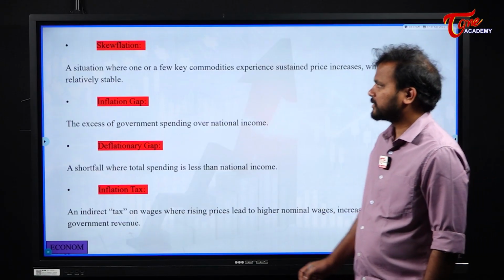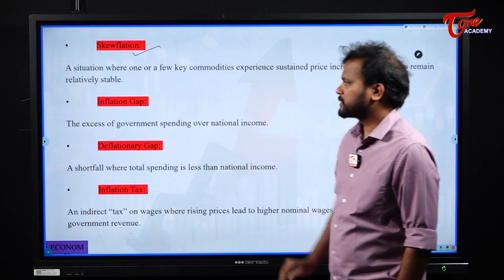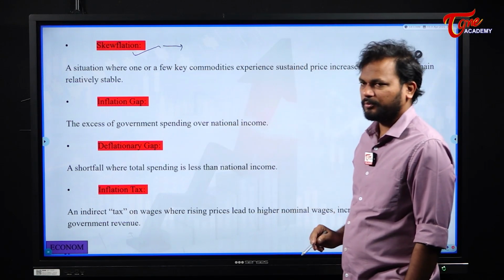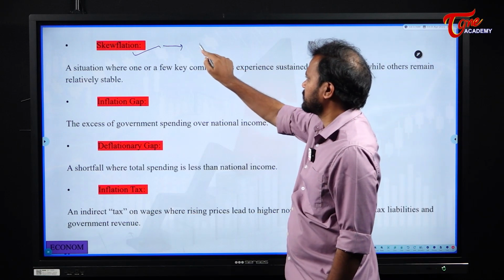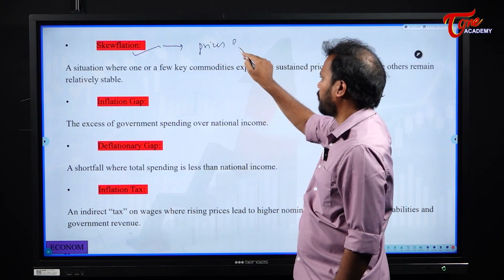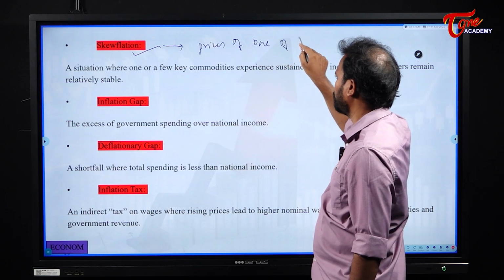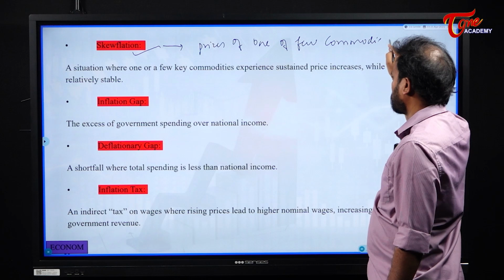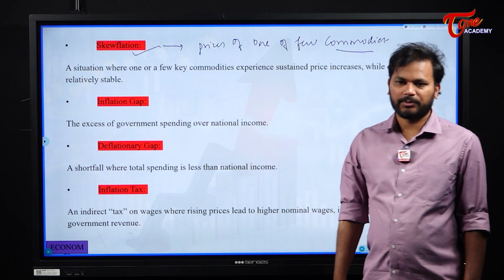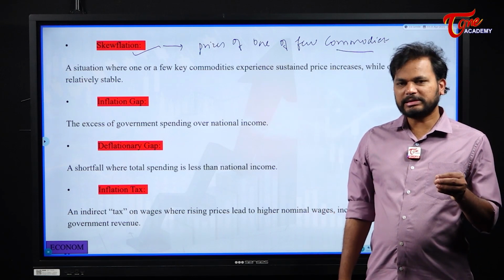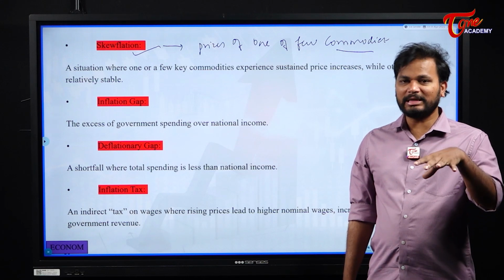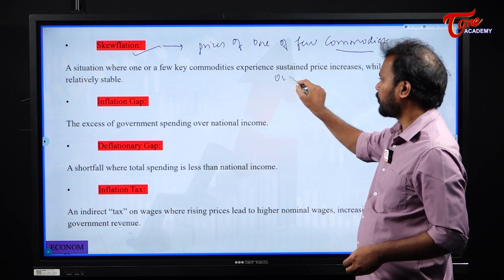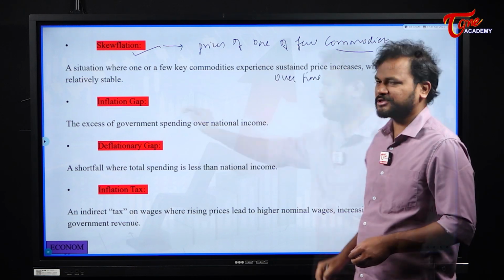Clear? Next, skewflation. Skewflation is nothing but a scenario where the prices of one or a few commodities experience a price increase. So it is a scenario where the prices of only selected goods or only certain goods increase over time. That is called skewflation.